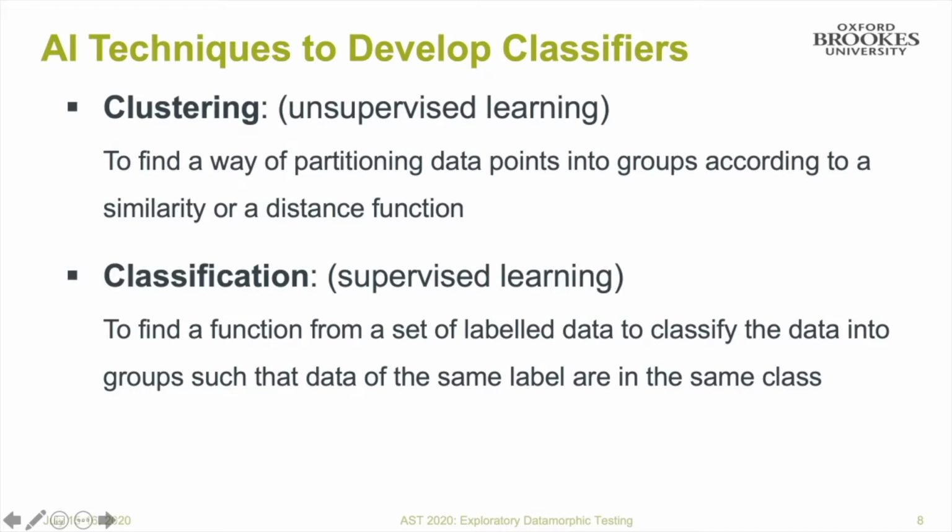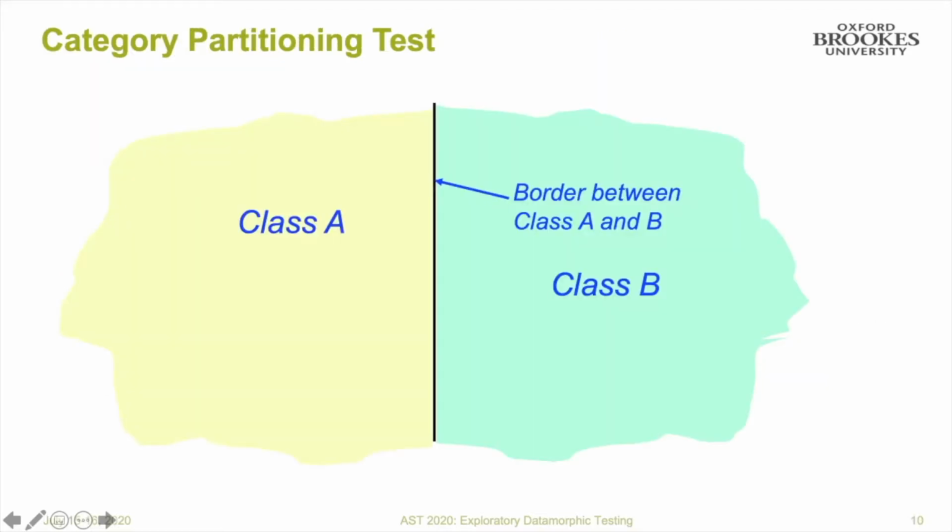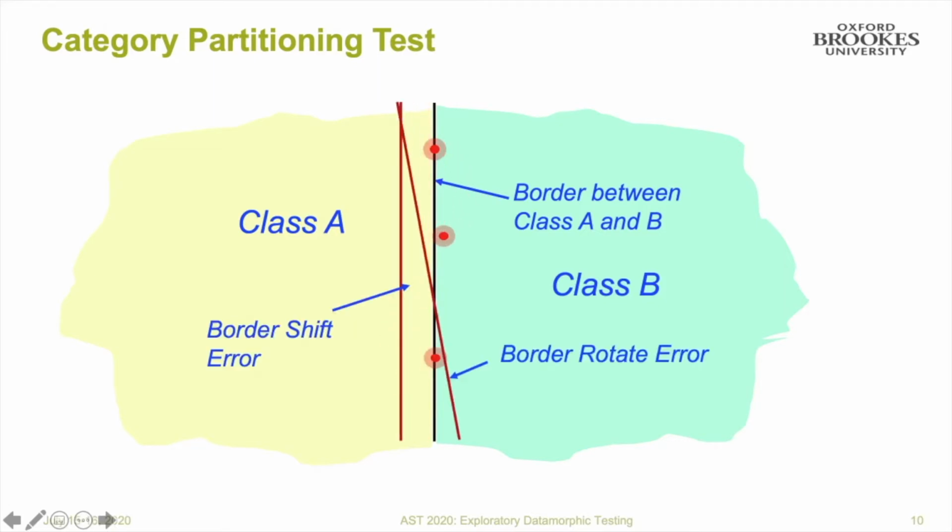Testing AI applications is a grave challenge to software testing. A traditional technique for testing classifiers is the category partitioning testing. The basic idea of the testing method is to focus on the border between the classes. The test cases are selected on the border and nearby to the border in order to detect the border shift errors and the border rotation errors.